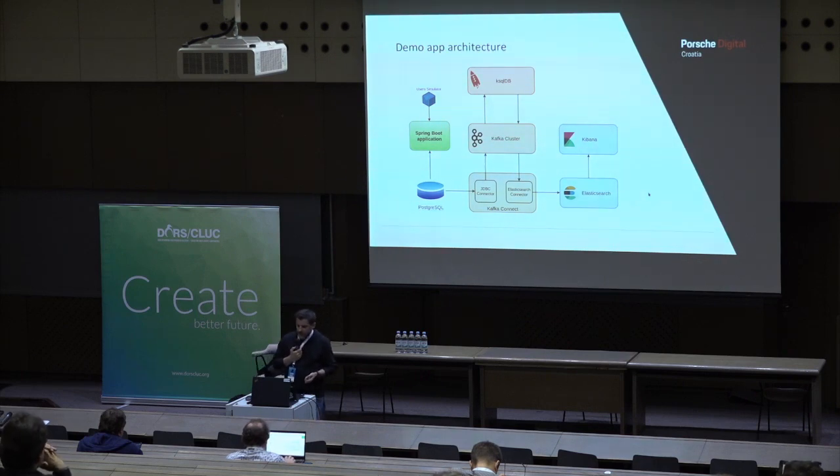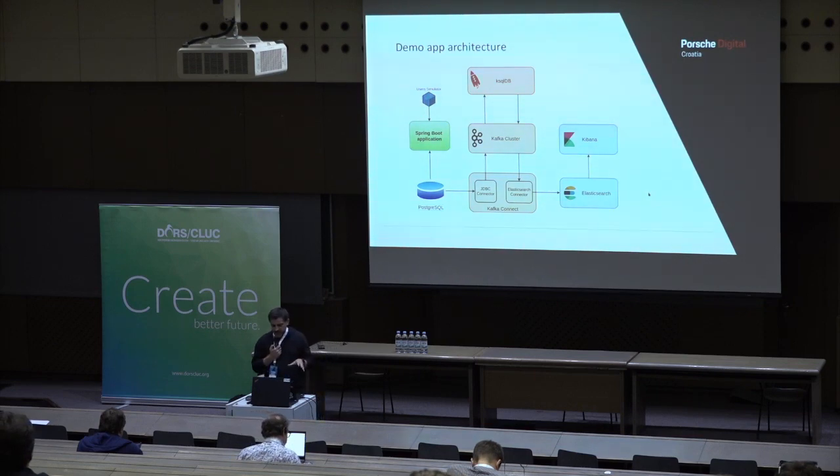Then we are using KSQLDB actually for one of these reports. And the first one is done by Kafka Streams inside the Spring Boot application. So I wanted to show both cases, both ways how to process data with Kafka. And then in the end, after the data is processed, we have the results in the resulting topic, and that topic is then ingested by Elasticsearch connector, and it outputs the data to Elasticsearch. And once the data is in Elasticsearch, we can easily use Kibana to visualize these graphs.